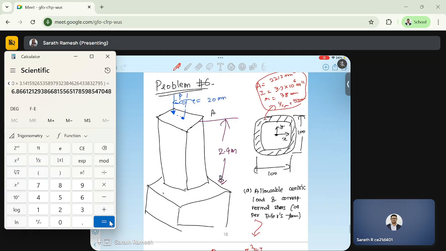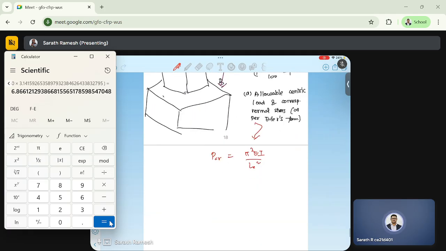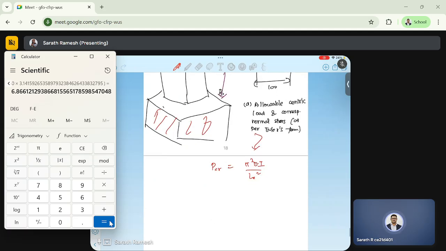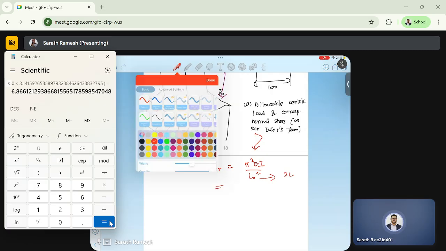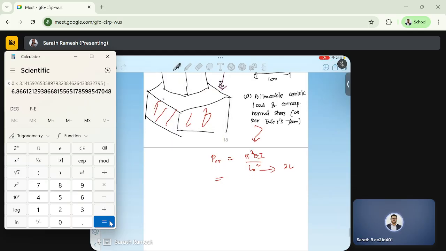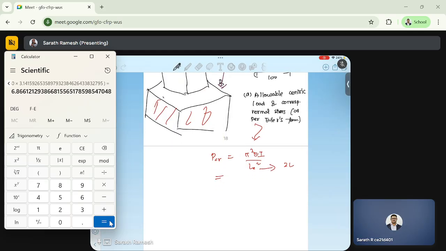Now LE is what? So looking at this, it is fixed here and free at the other end. So LE will be 2L. Okay, so we can simply substitute all the values and we can find the critical load. Okay, this is straightforward.